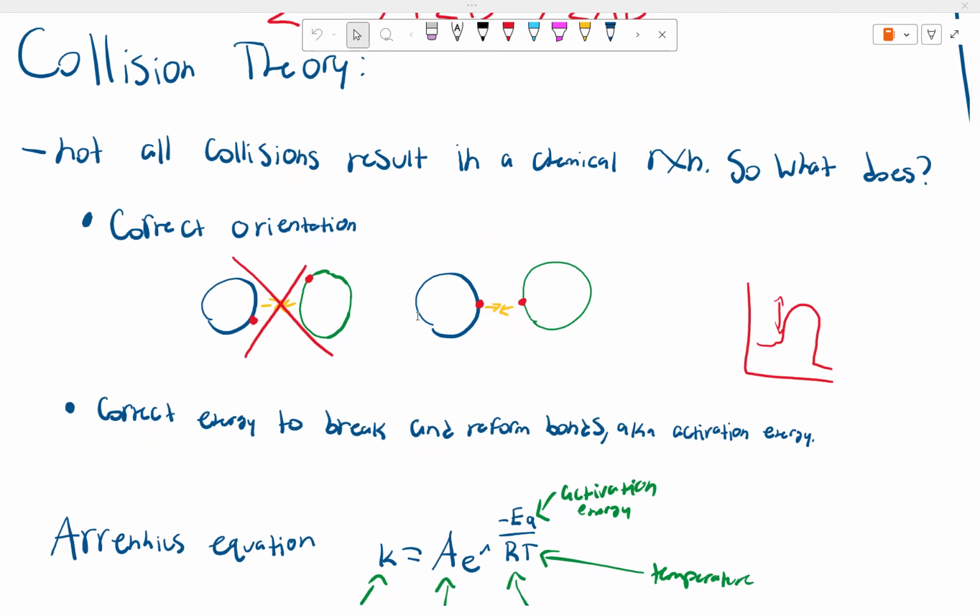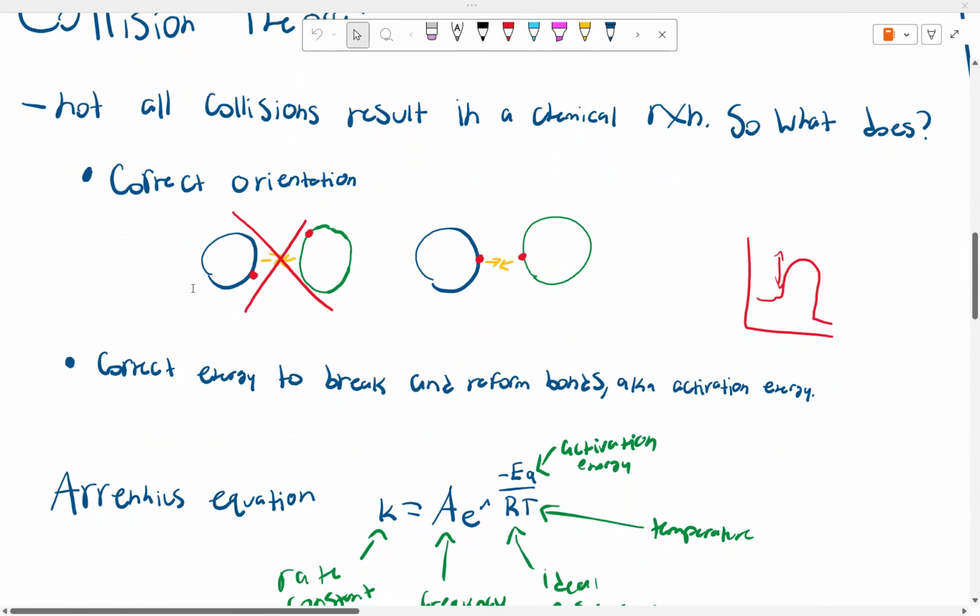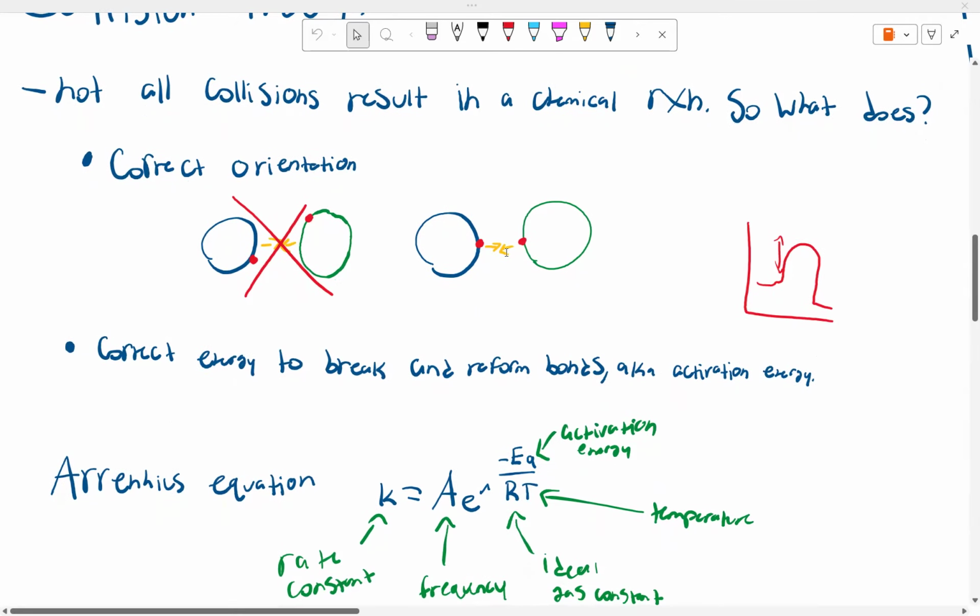So what does result in a product from two reactants? The first thing is correct orientation. Notice here, this blue molecule and this green molecule, this red dot implies that they need to be aligned, they need to have that correct orientation in order to form a product. And if you look at their path, indicated by these yellow arrows, they aren't going to line up. Whereas here, these red dots line up perfectly, which means that they have the correct orientation.